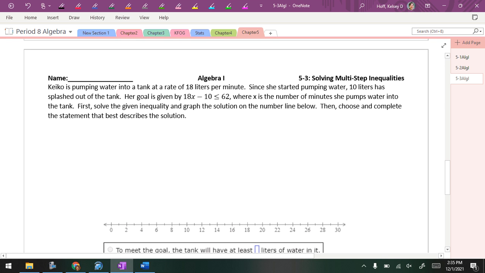Backside. Miss Kiko is pumping water into a tank at a rate of 18 liters per minute. Since she started pumping water, 10 liters has splashed out of the tank. Her goal is given by 18x minus 10 is less than or equal to 62, where x is the number of minutes she pumps water into the tank. First, solve the given inequality and graph the solution on the number line below. Then choose and complete the statement that best describes the solution. Question, why is it minus 10 if she's putting water in the tank? Very good. Solve this on your own.